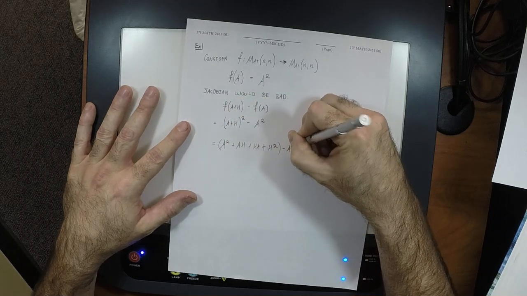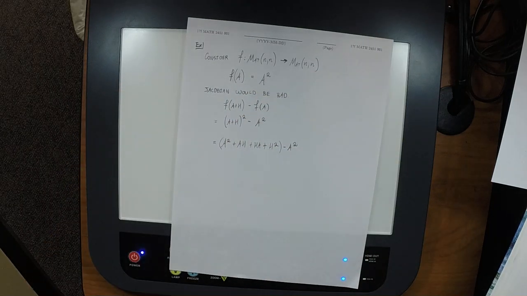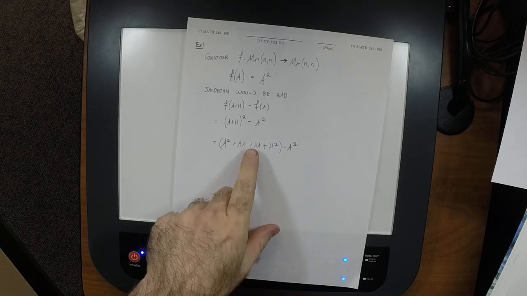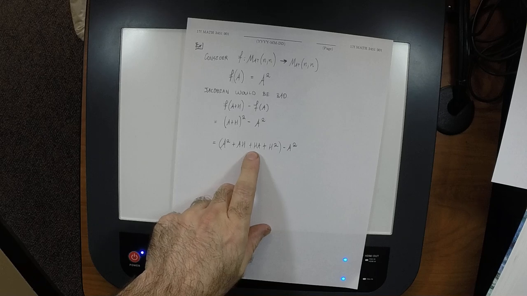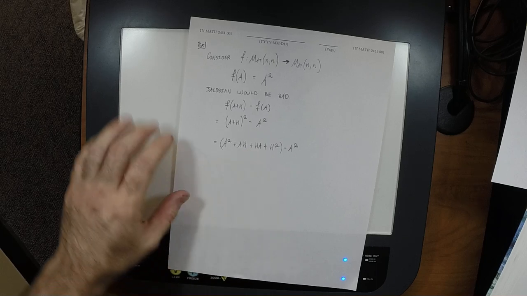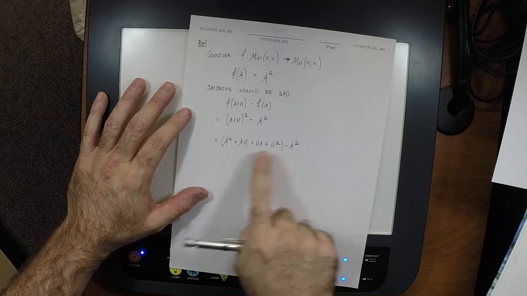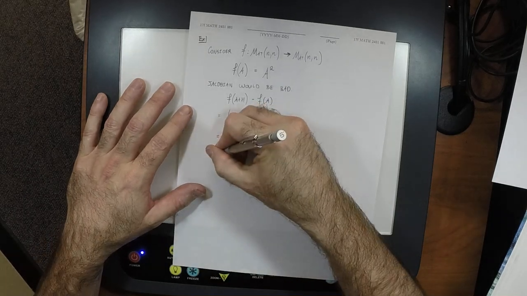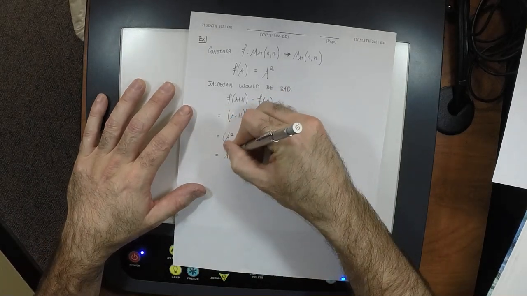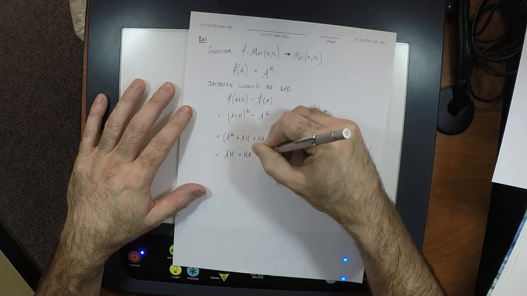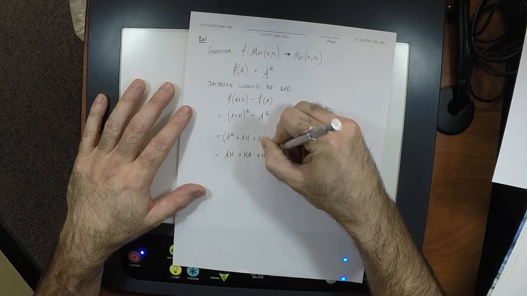And now, why do I say you have to be very careful? Because those don't commute, do they? That's not 2AH or 2HA, because matrix product doesn't commute. Scalar product commutes, so when this is scalar, that would be twice AH, but it's not now. So we could cancel the a squareds to get AH plus HA plus H squared.